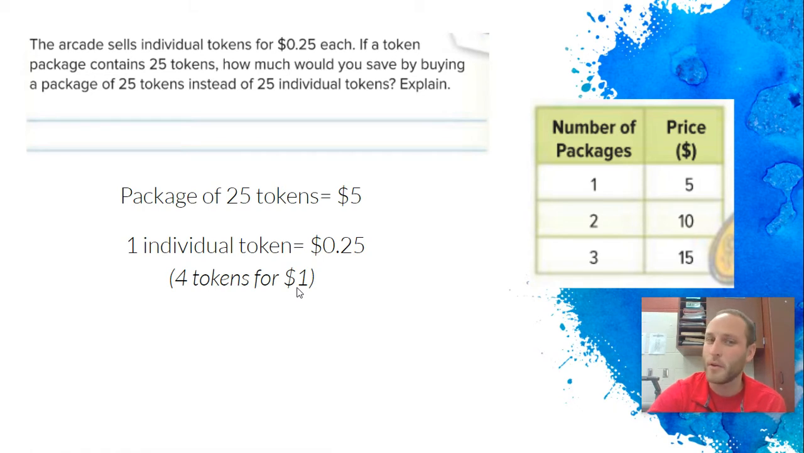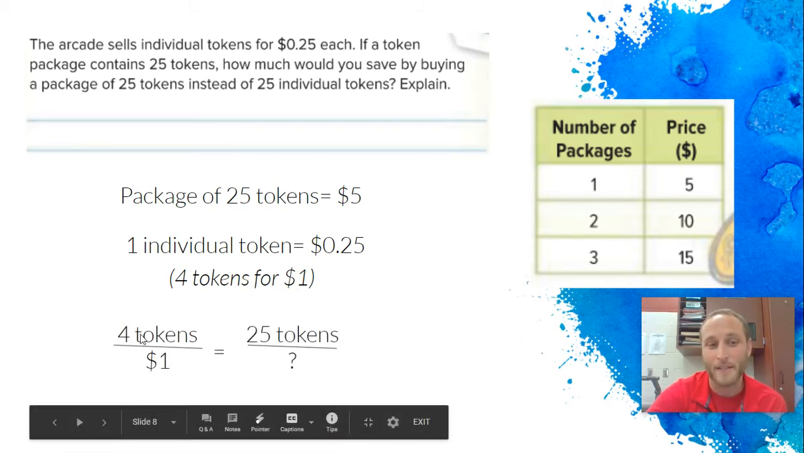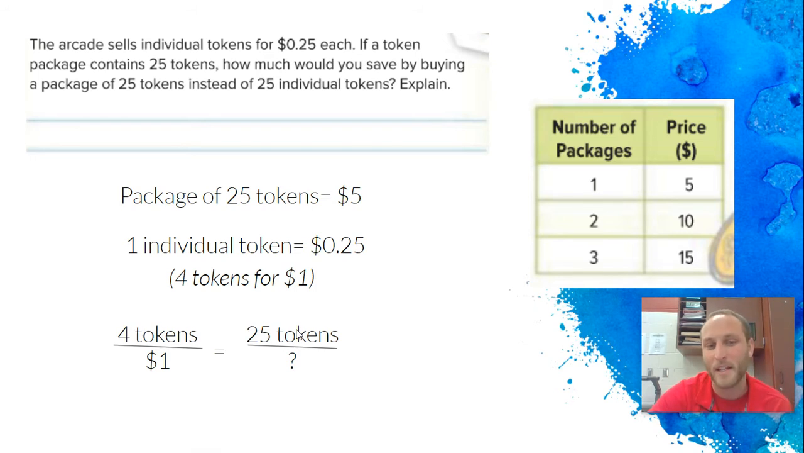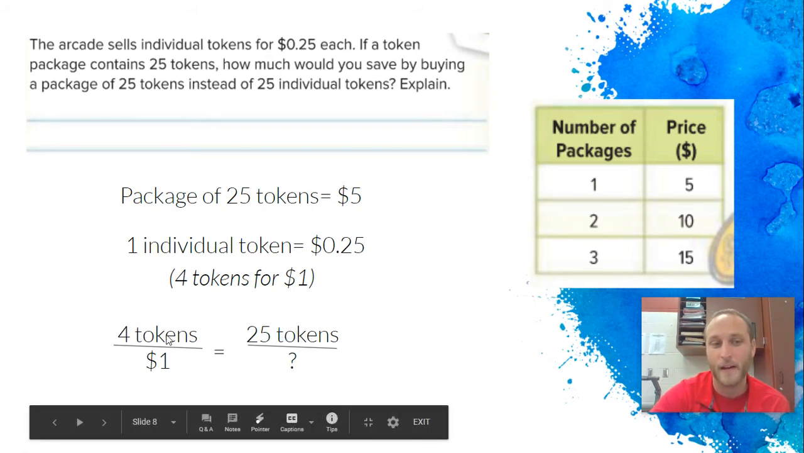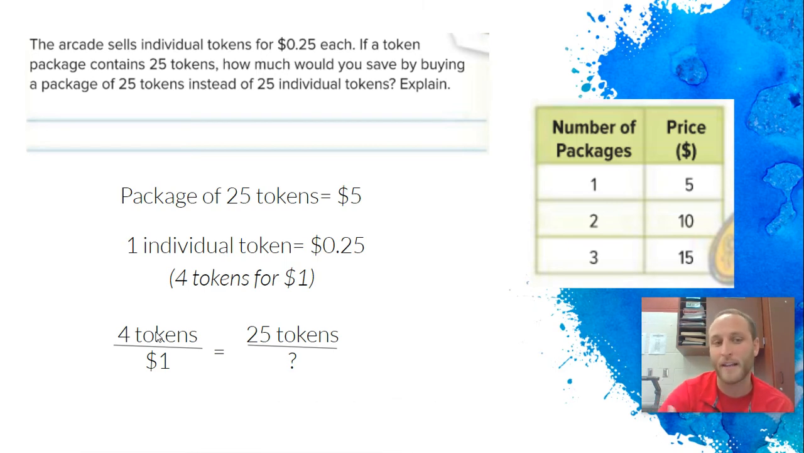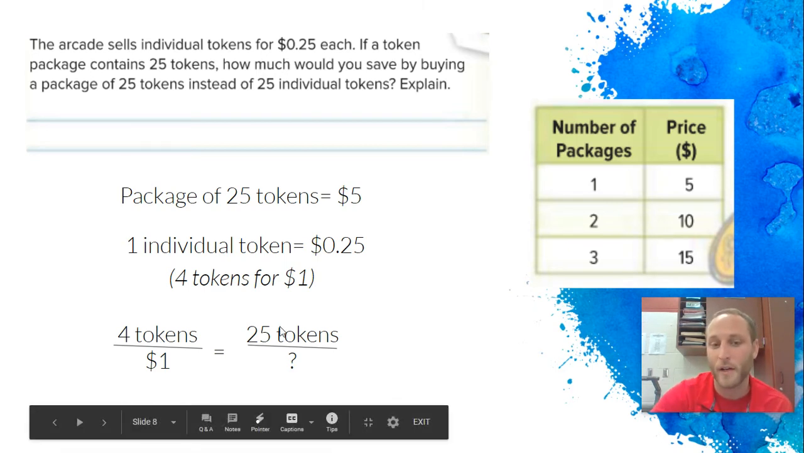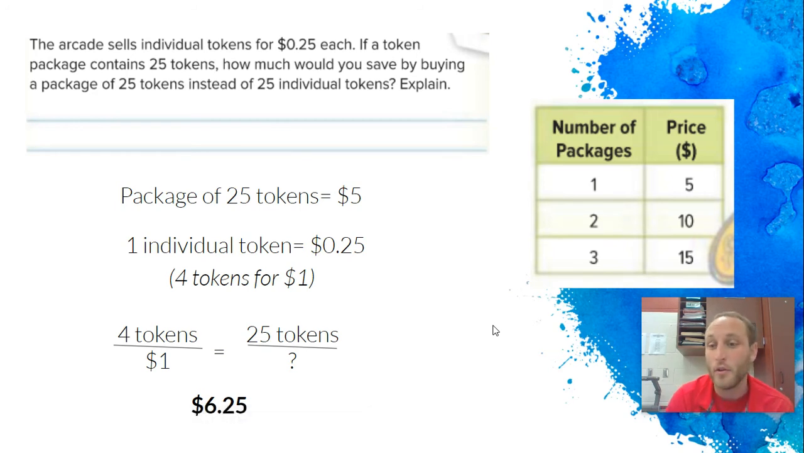So then if you think about that, 4 tokens for $1, I need to figure out how many dollars I would spend total if I wanted to buy 25 tokens. I could set this up like this: 4 tokens over $1 equals 25 tokens over how many dollars. It's going to be a little bit difficult to take 4 times something to get to 25, so I might actually have to divide, 25 divided by 4. Or I can just think about money, right? I can think about how many quarters I would need to get to 25 tokens. You can even draw a picture for this. But when you work it out, you would notice that you are going to spend $6.25 if you used individual tokens. So if I bought 25 tokens individually, I'm going to spend $6.25.